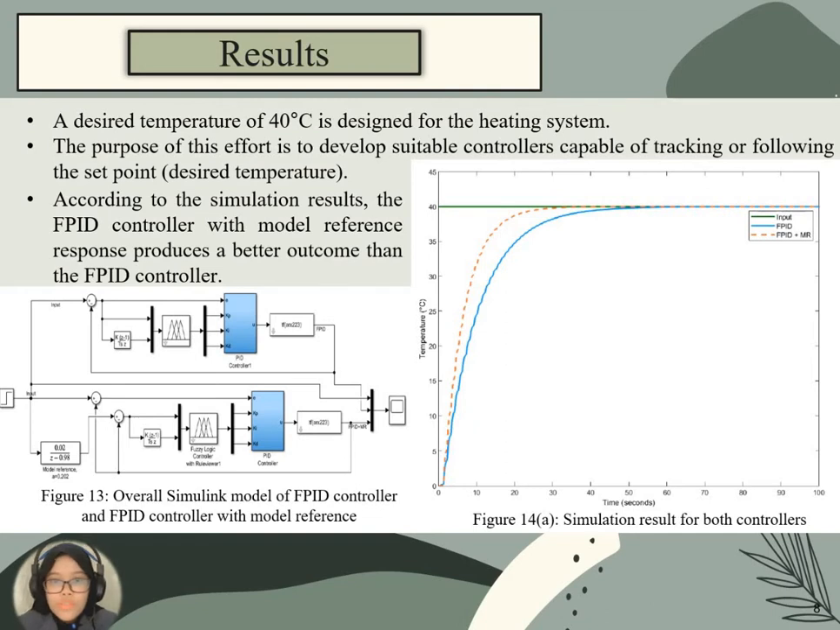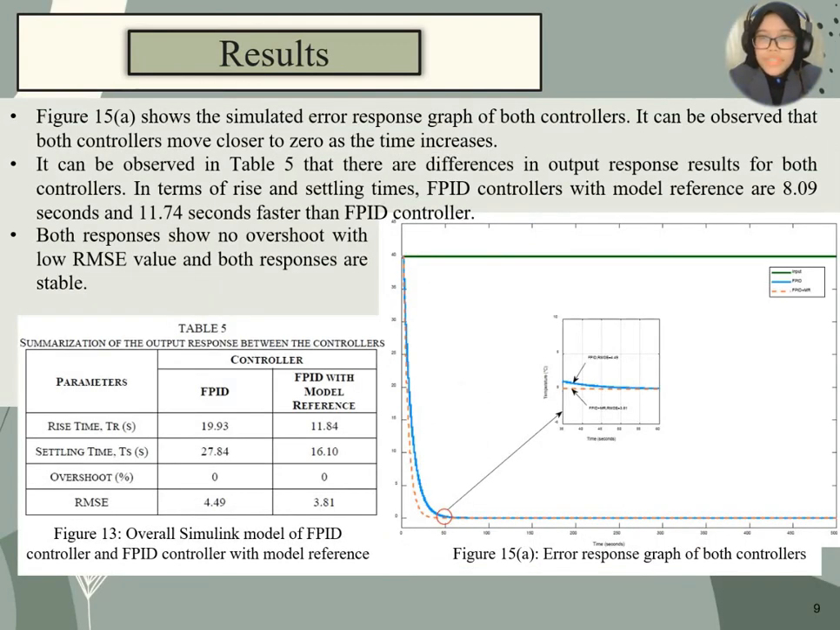According to the simulation results, the FPID controller with model reference response produces a better outcome than the FPID controller, as we can see from figure 14a. Next, figure 15a shows the simulated error response graph of both controllers. It can be observed that both controllers move closer to 0 as the time increases. It can be observed in Table 5 that there are differences in output response results for both controllers.